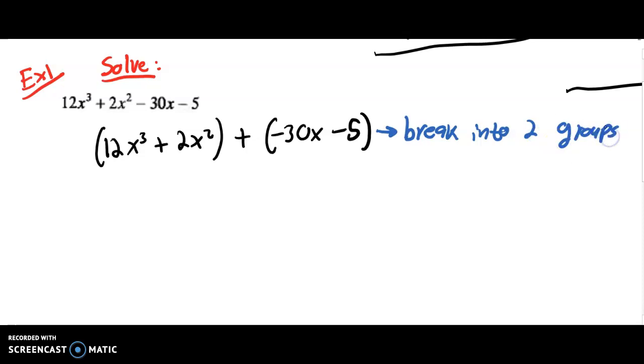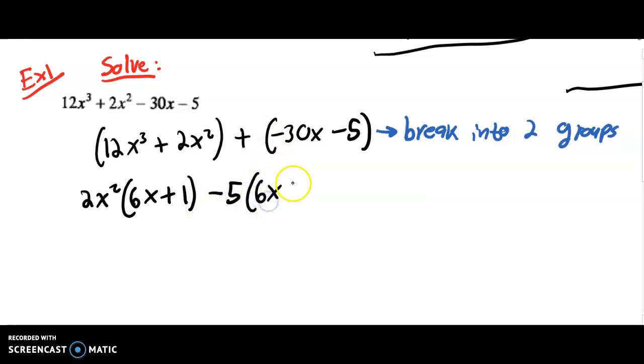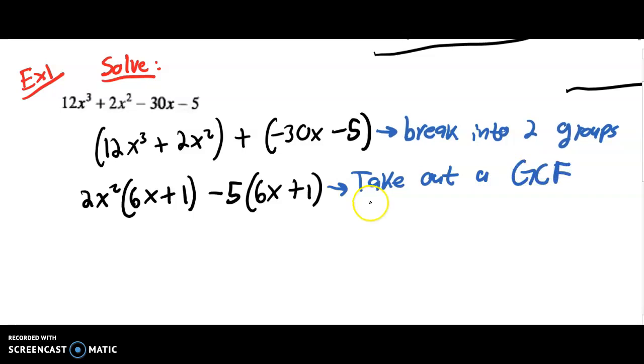The next step is we want to take a greatest common factor out of each group. For our first group, I can take out this 2x squared, and I'm left with 6x plus 1. From this other group, I can take out a negative 5, and I'm also left with 6x plus 1. So this step was take out a greatest common factor from each group.